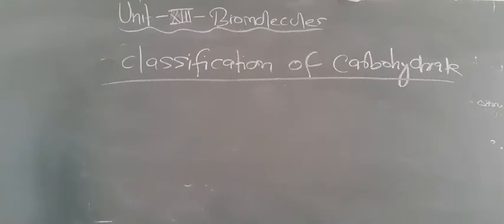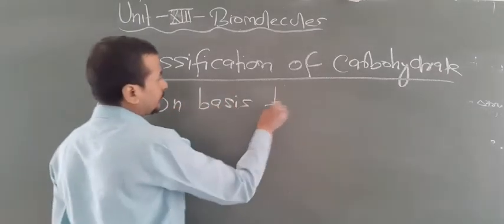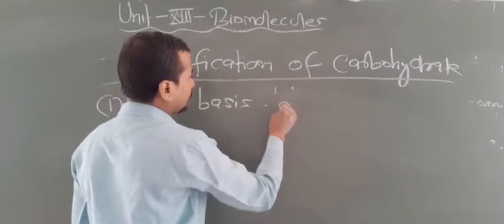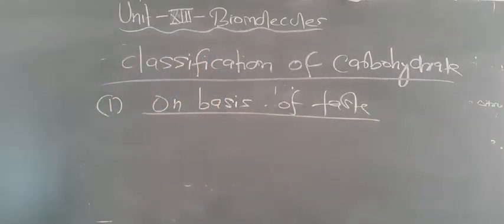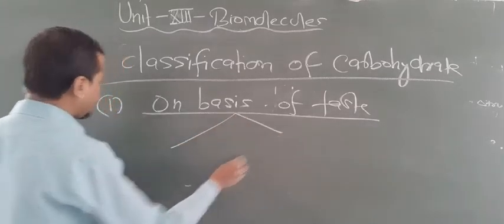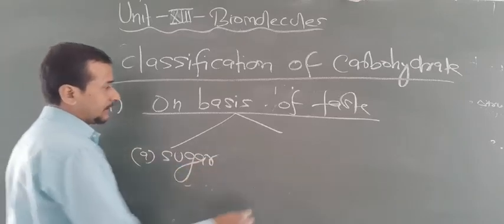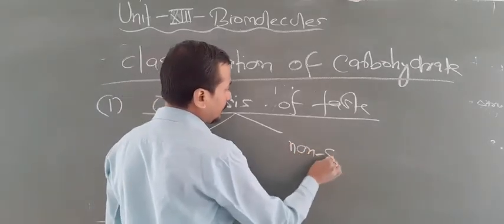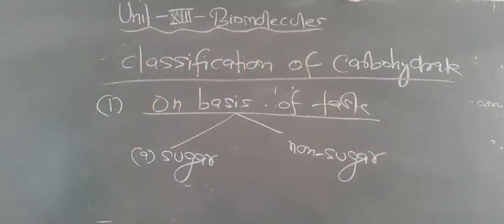So let us focus on this. First, you can classify the carbohydrates on the basis of taste. On the basis of taste, the carbohydrates may be of two types: sugar and non-sugar. So it is basically two types, one known as sugar and one known as non-sugar. Examples of sugar are sweet in nature.